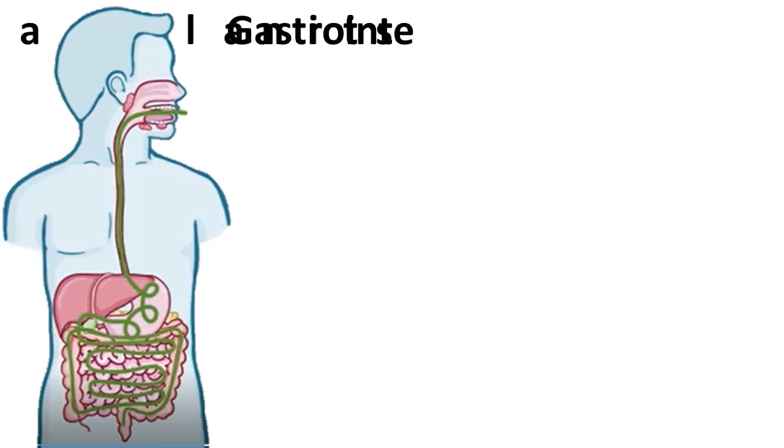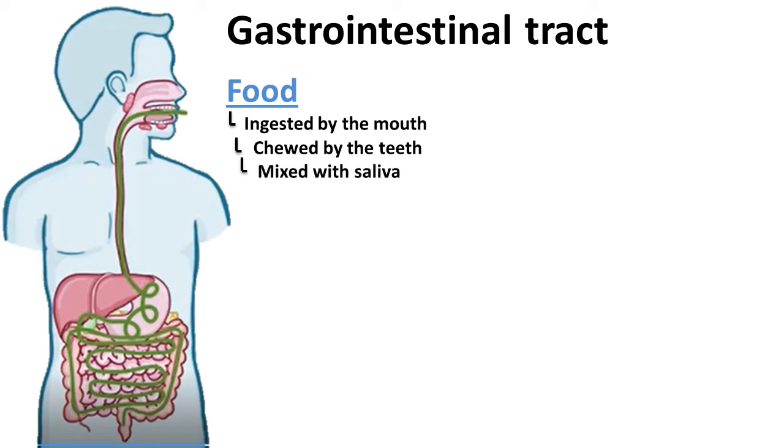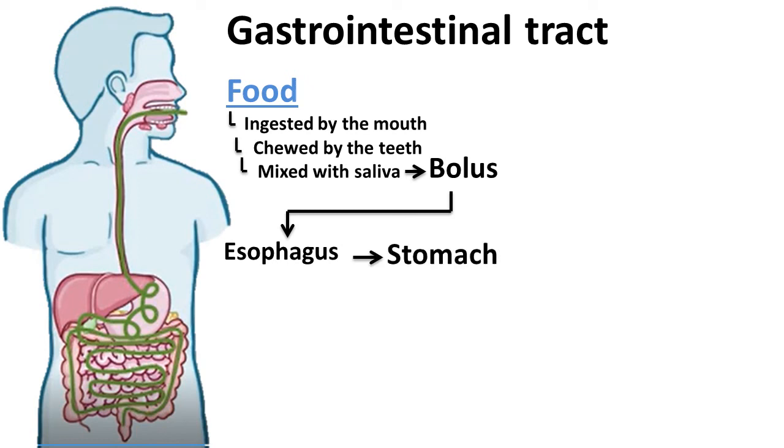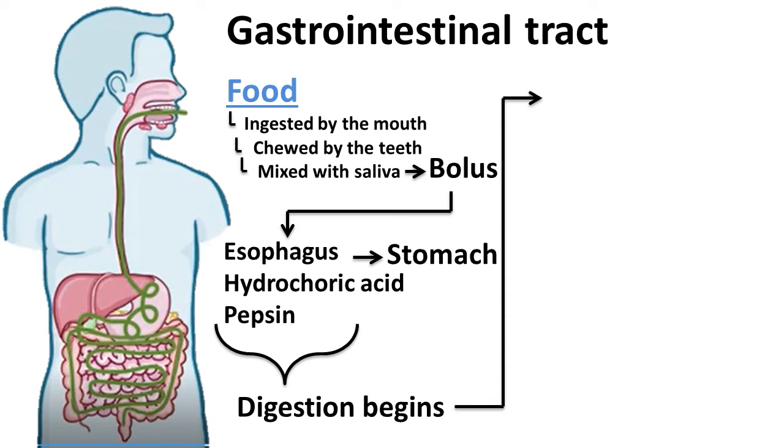Alright, now here is the summary of the gastrointestinal tract. The food is ingested by the mouth, it is chewed by the teeth, then it mixes with the saliva inside the oral cavity, it forms a bolus, and the bolus then goes down towards the esophagus, and from the esophagus it reaches the stomach. Inside the stomach, the hydrochloric acid, pepsin, and some other gastric juices are mixed with the food particles, and then it makes chyme.